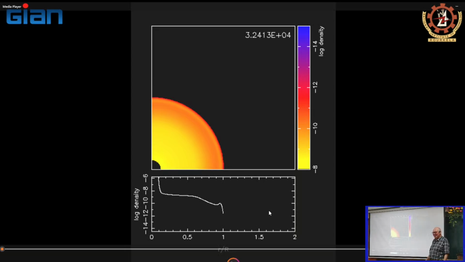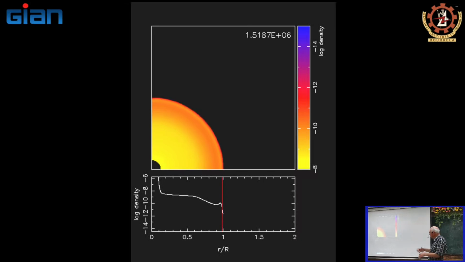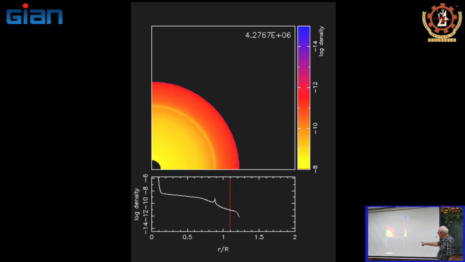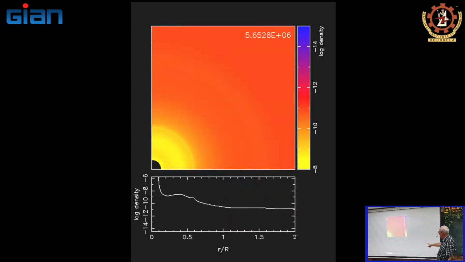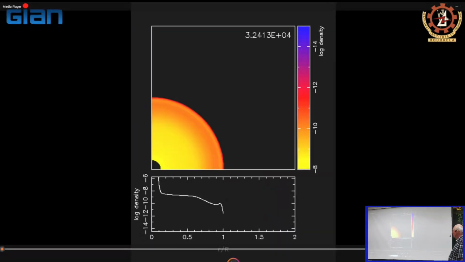Now we start with the hydrostatic model. This is the linear range, and now we have shock waves which develop. Shock waves coming also from the interior shift or push the outer boundary to larger radii.